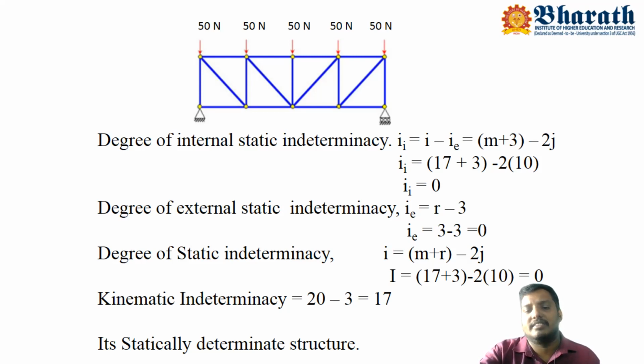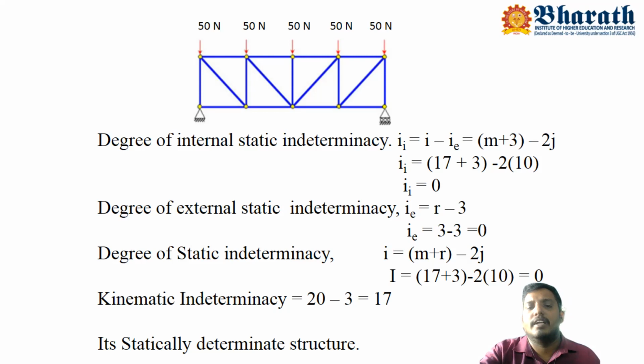Now, how do you find the kinematic indeterminacy? I already said that kinematic indeterminacy is the minimum number of independent quantities required to describe the completely displaced geometry of the structure due to the application of external loading. So here each joint has 2 degrees of freedom: one is horizontal displacement, and the other is vertical displacement.